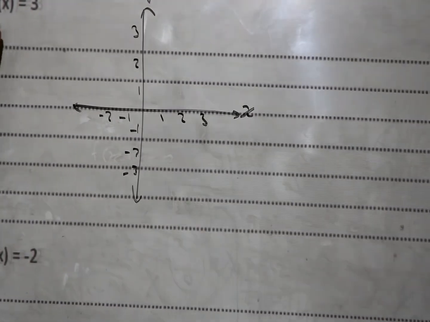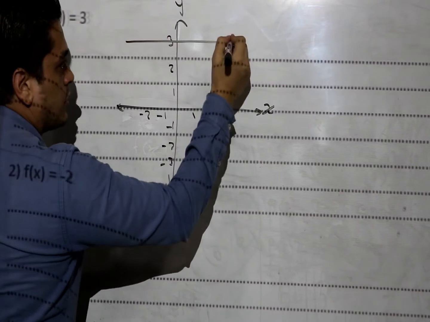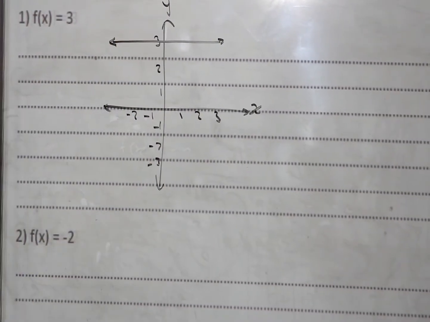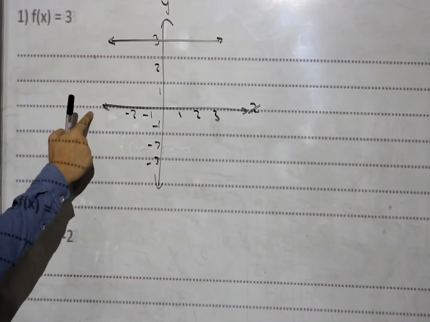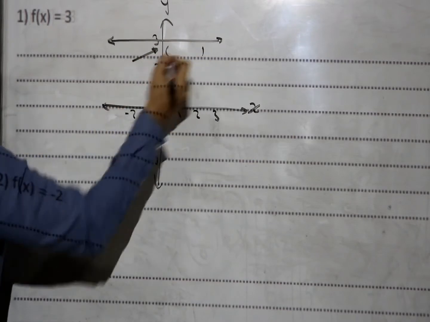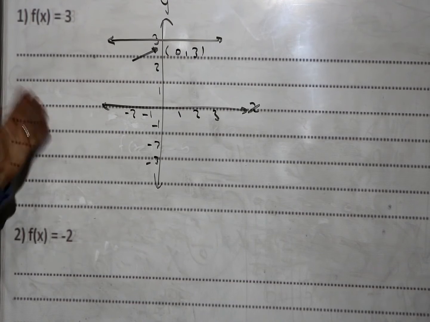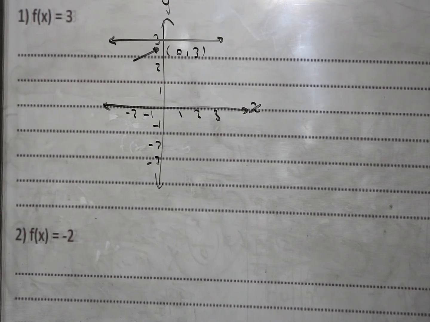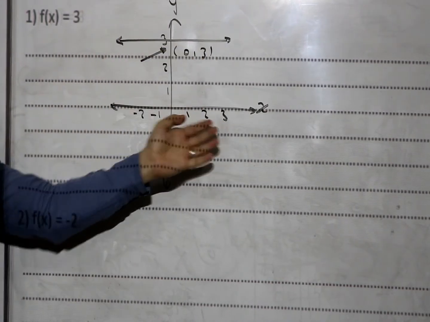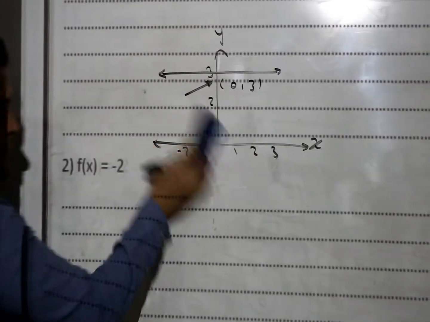Now we need to draw f of x equals 3. So we have to draw a straight line passing through 3 on the y-axis, and parallel to what? Parallel to the x-axis. What about the intersection with the y-axis? We have here 0 and 3. This is the first type, how to draw the constant function. Again, you have to draw a straight line parallel to the x-axis that cuts the y-axis at your given number.